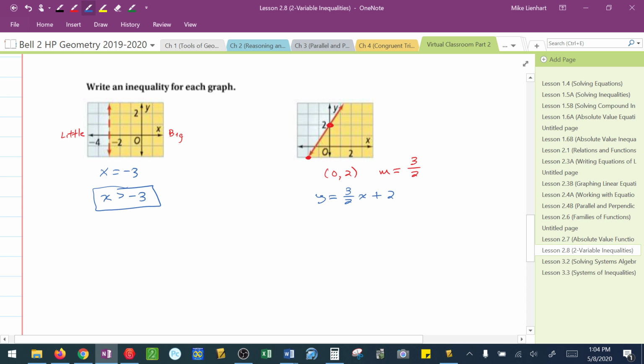However, this is an inequality. That's the equation just of the line. We have an inequality graph. All right? What region is shaded? Well, remember, here's our big and little. This graph is shaded in the little region, so I know that means less than. Since the line is solid, I know it's going to be y is less than or equal to 3/2 x plus 2.